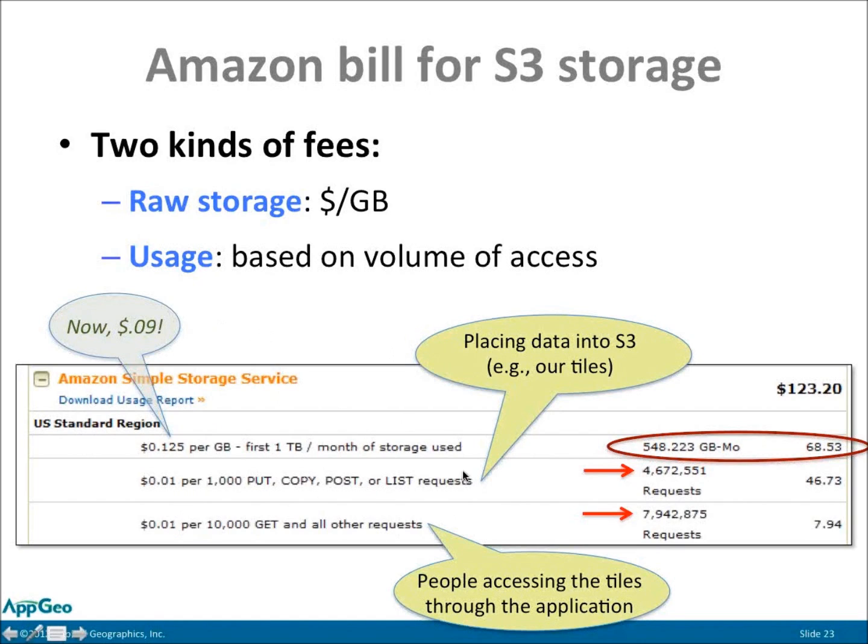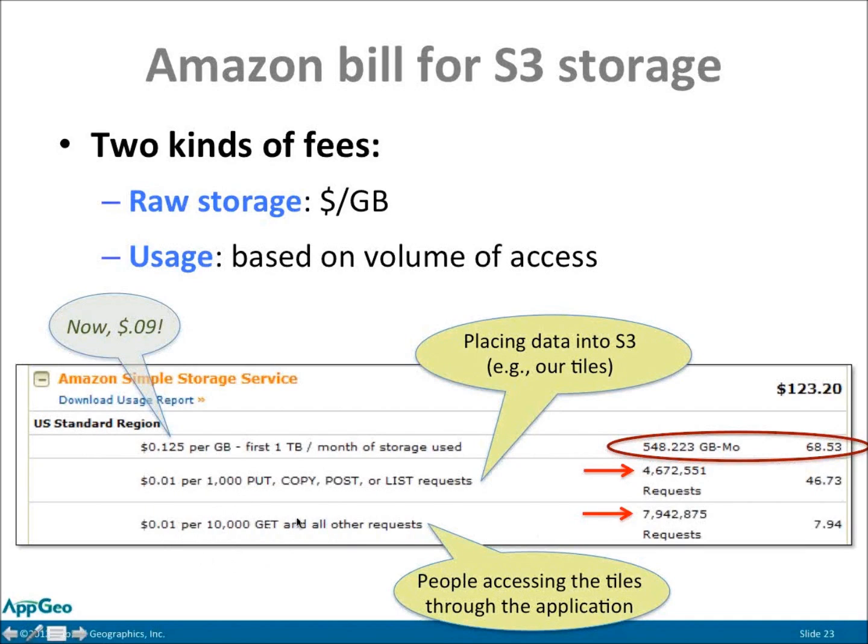The other kinds of fees are a little harder to make sense of. You read it on their website and you're like, God, what does this mean? How's it going to add up? So you're charged 1 penny for every 1,000 files that you put into simple storage. Basically, we put 4.6 million tiles into Amazon, and it cost us $46. The one-time fee, and now they're up there.